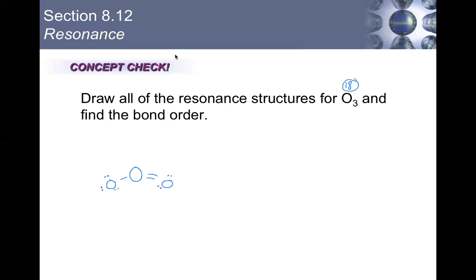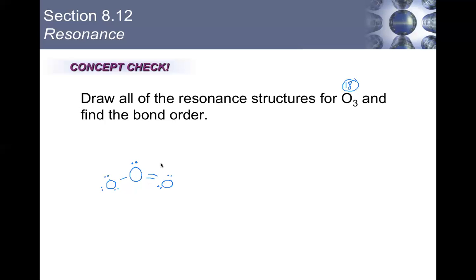What do I have to do for lone pairs on this one? You have to create a double bond too. I just need one more lone pair. 2, 4, 6, 8, 10, 12, 14, 16, 18. Does everybody have 8? 2, 4, 6, 8. 2, 4, 6, 8. 2, 4, 6, 8.